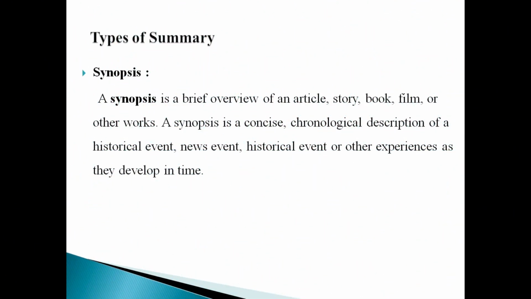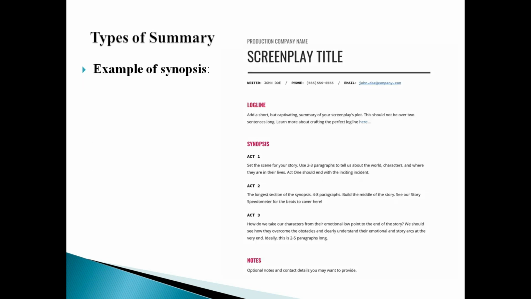Next, the last type, that is synopsis. A synopsis is a brief overview of an article, story, book, film, or other works. A synopsis is a concise chronological description of a historical event, news events, or other experiences as they develop in time. We can see the example of a synopsis summary, a screenplay title, which is the major point you can see here.